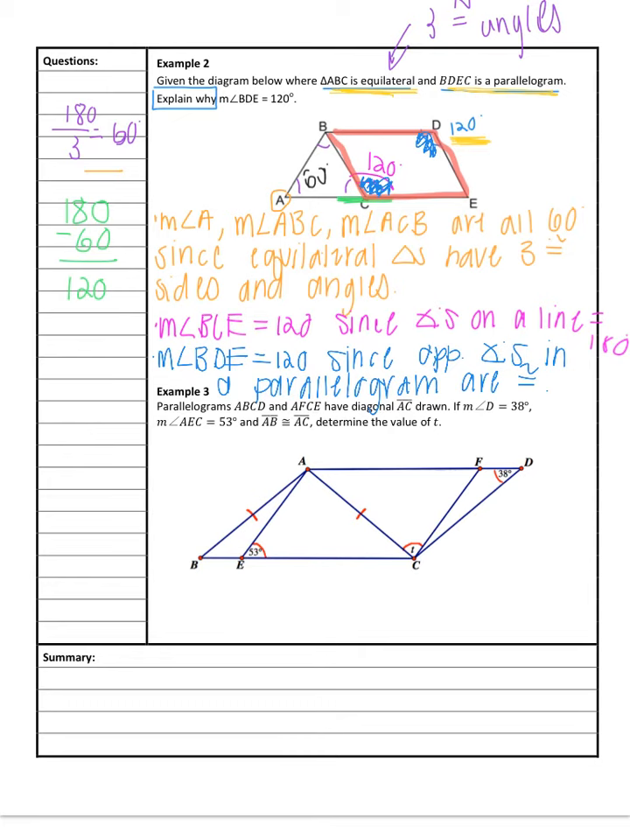One last example here. So it says parallelograms ABCD and AFCE. So notice right away we actually have two parallelograms built into this problem. There's a diagonal AC drawn in, and it tells us that angle D is 38, which is already labeled, and AEC is 53, which is already labeled. And we have two congruent sides, AB and AC, which you can see by the little red tick marks. Determine the value of T.